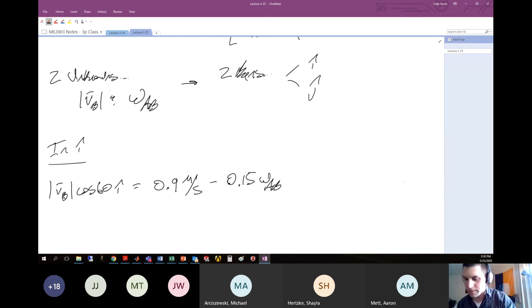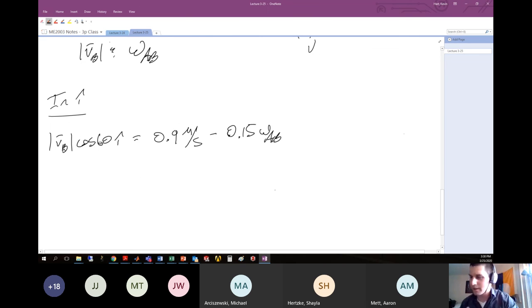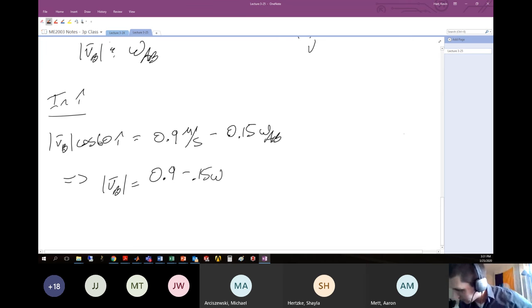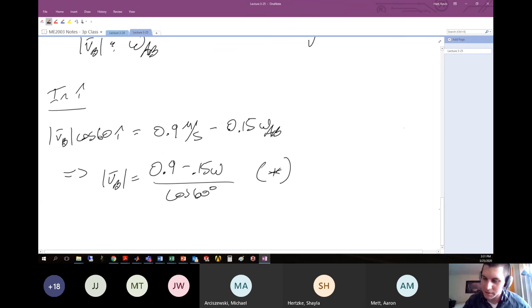So here I have one equation and two unknowns. So let's rearrange this equation to solve for one of the variables. You can choose to solve for whichever one you want. Let's solve for the magnitude of the velocity. So if you rearrange this, the magnitude of the velocity of B is going to be 0.9 minus 0.15 omega over cosine 60. Okay, so here is equation star. I've just rearranged to solve for the magnitude of the velocity of B. So that's equation number one.